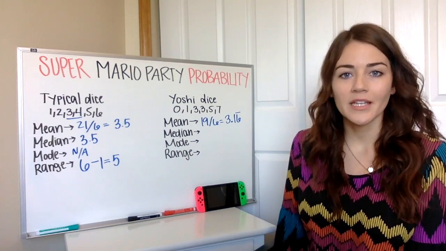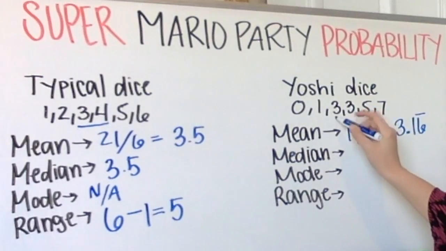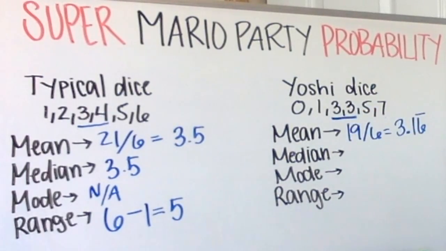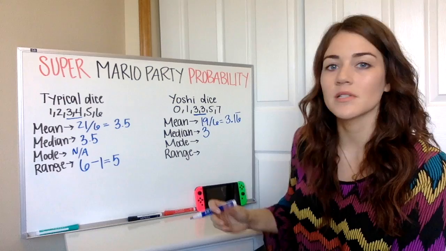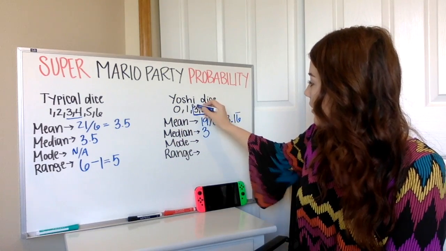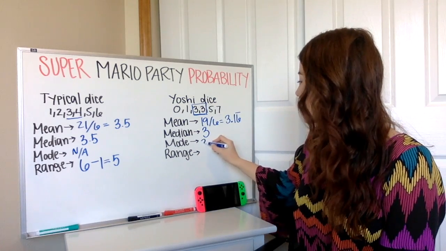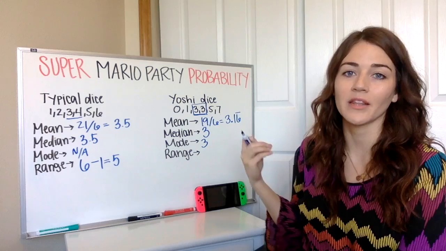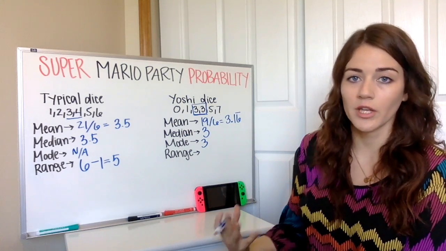Next is the median, so the number in the middle. Again, since there's an even amount, there's two numbers in the middle, but they happen to be the same thing. So our median would be 3. Our mode is the one we see the most. On this dice, we do have a mode because we see 3 twice. That is the one we see the most. We have a 2 out of 6 chance of getting 3, where we only have a 1 out of 6 chance for all the other options.